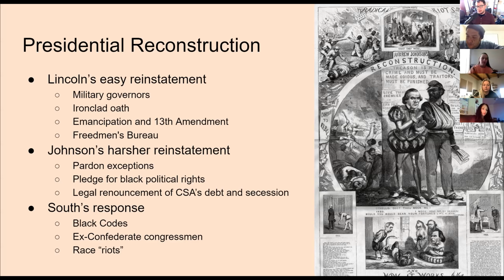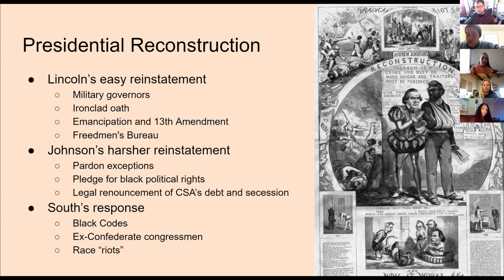But this put an onus against a lot of Southerners to take that oath, because they had basically rebelled to maintain their institution of slavery. They literally called it our peculiar institution, because they thought that it was the Southern way of life to keep Black people enslaved. So Lincoln never actually got any state to reach 10% for the Ironclad Oath.